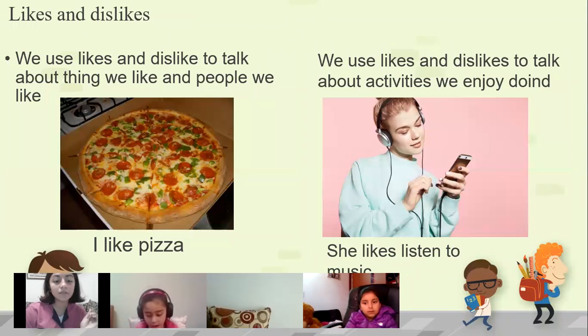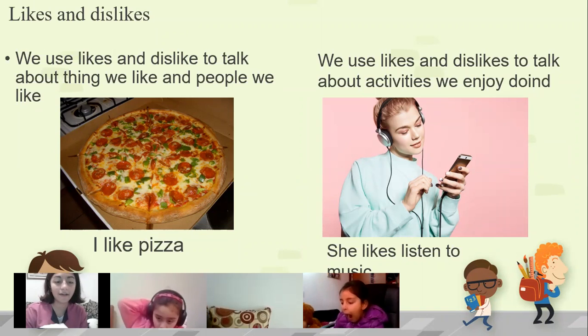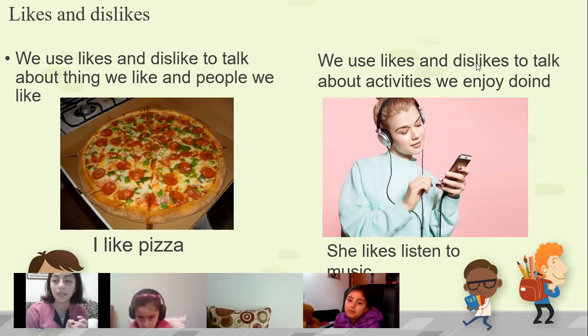So when we use likes or dislikes, we use them to talk about things, de hablar de cosas, that we like, que nos gusta, and people we like. Y lo que le gusta a la gente. So I have here this example: I like pizza. Me gusta la pizza. And the other one is we use likes and dislikes to talk about activities we enjoy doing. Aquí es una G, sorry. Entonces acá ponemos actividades que nos gusta hacer, activities that you like to do. In this case, the girl, she likes listen to music, le gusta escuchar música. She likes listen to music, okay?